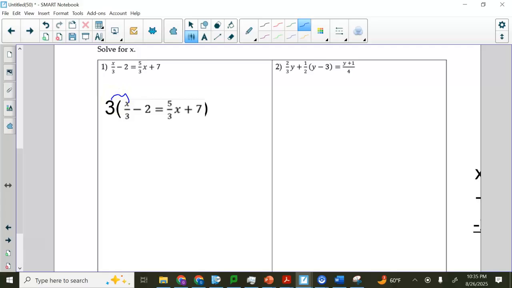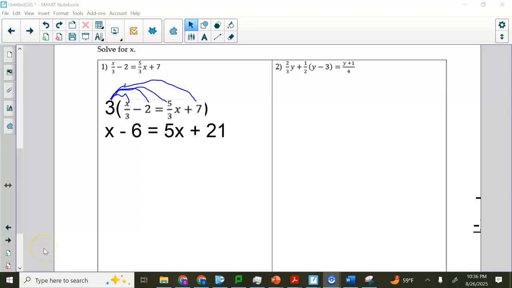All right, so once we do that, then we can distribute that 3 to all these items. So 3 times x over 3 would just be x. 3 times -2 would be -6. And then leave your equals. 3 times 5/3 x, the 3's cancel, so it's just 5x. And then 3 times 7, 21.